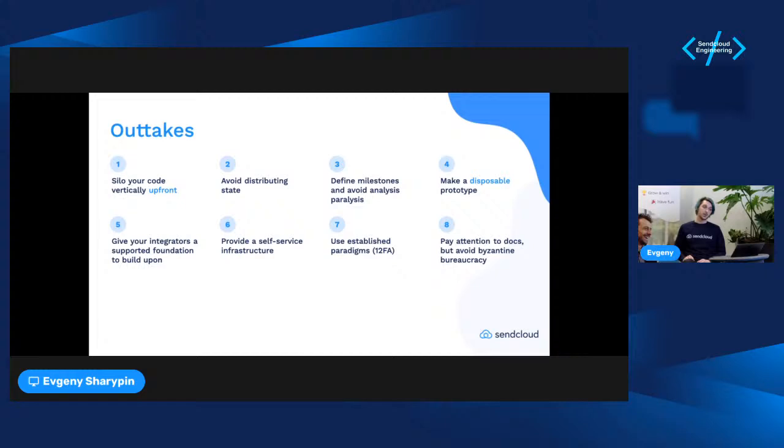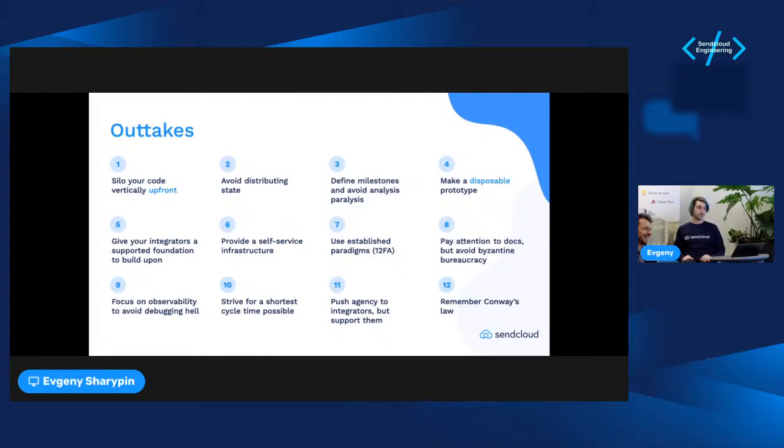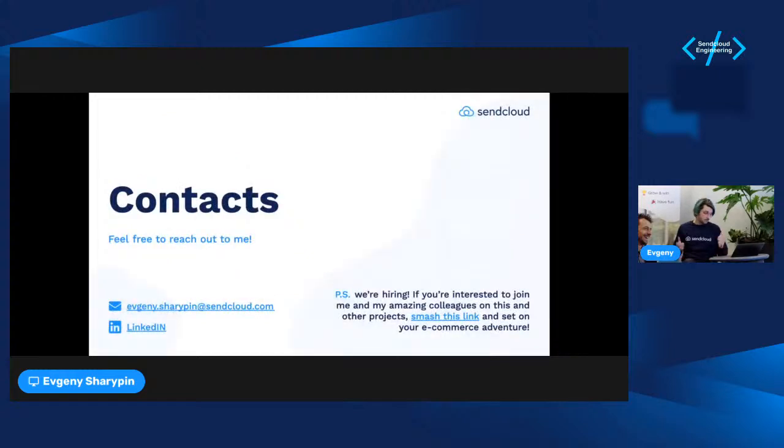Pay attention to documentation to allow easy handovers, but don't create Byzantine bureaucracy. Focus on observability to avoid debugging hell. Always try to attempt the shortest cycle time possible, because that will make you feel safer. Push agency and responsibility to your integrators, but support them with process and tooling. And finally, remember Conway's law and assess your organization's communication style. And that will be it.